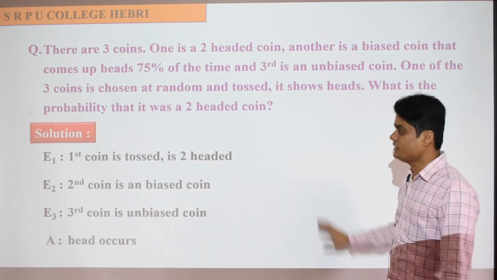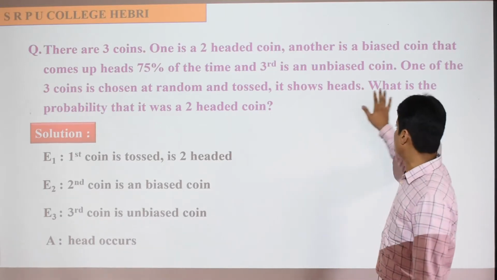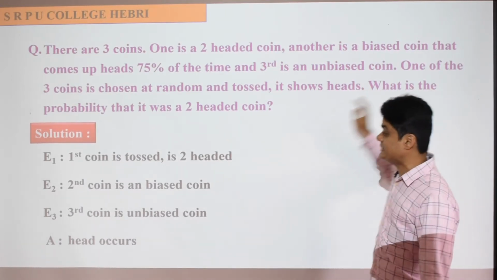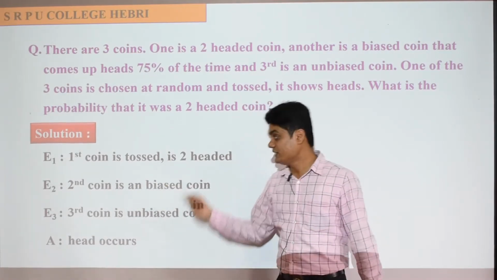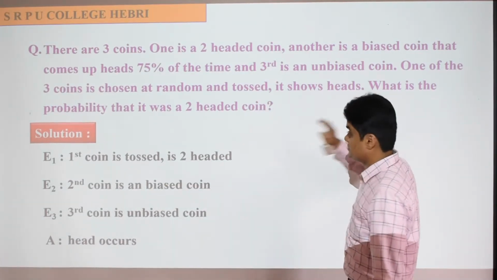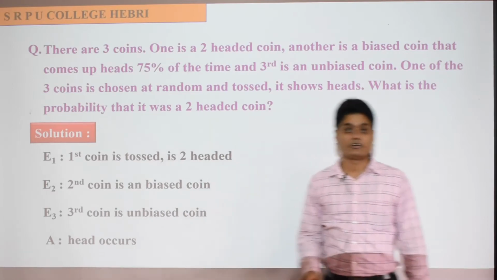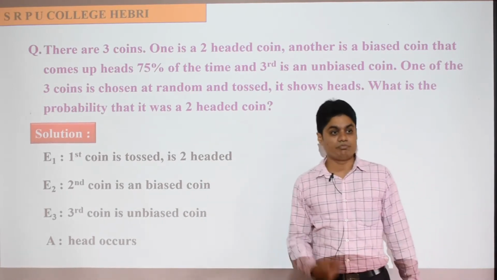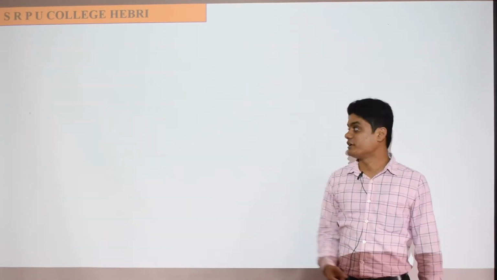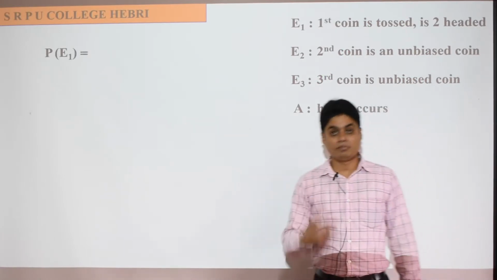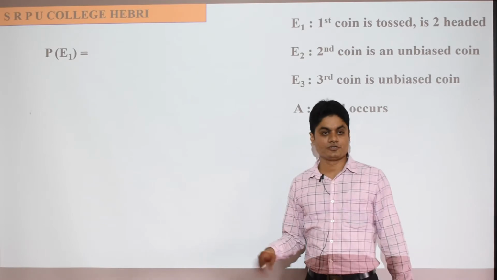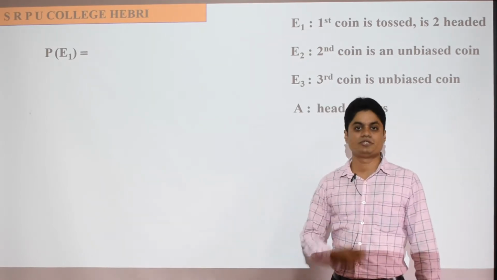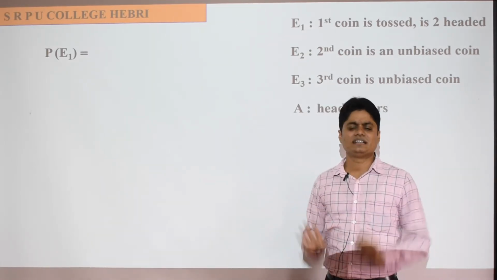So nothing to worry. Now we are going to solve to find the probability of E1 given A, that is, the coin shows head under the condition that it was the two-headed coin. So we are going to find the probability of E1 given A. For that you need the probability of E1, E2, E3, and the probability of A given E1, A given E2, A given E3. After that we use Bayes theorem, substitute and simplify. After this the task is very simple.